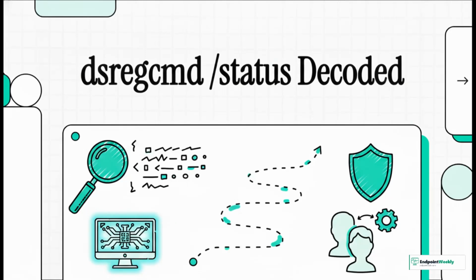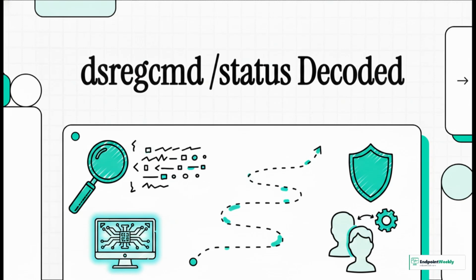All right, let's talk about that massive wall of text every IT admin has stared down at least once. We're taking that chaotic output and transforming it into a clean, easy-to-read, highly actionable diagnostic X-ray. I'm talking, of course, about the dsregcmd /status command.